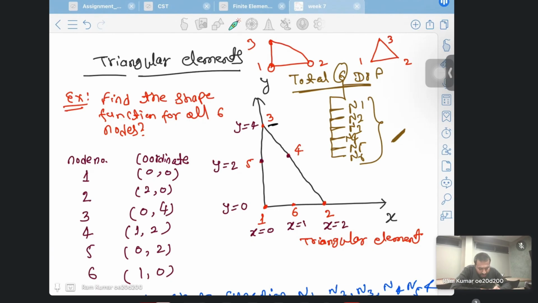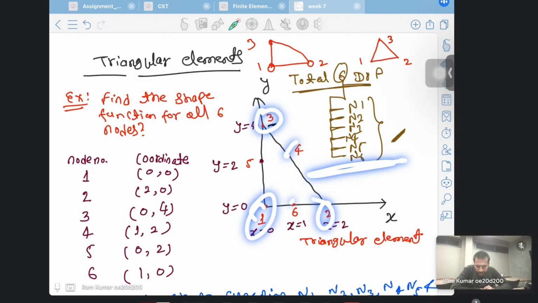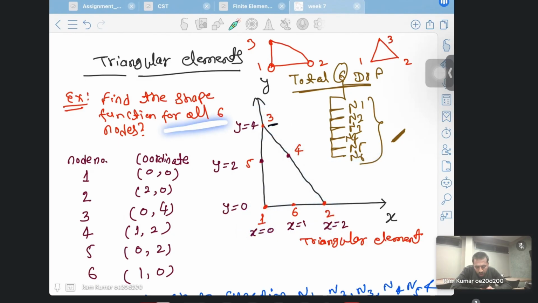So this has 6 nodes, but until now we have studied only 3 nodes. But this has 6 nodes, like 1, 2, 3, 4, 5, 6. It will have 6 node shape functions, and we need to find all 6 shape functions.